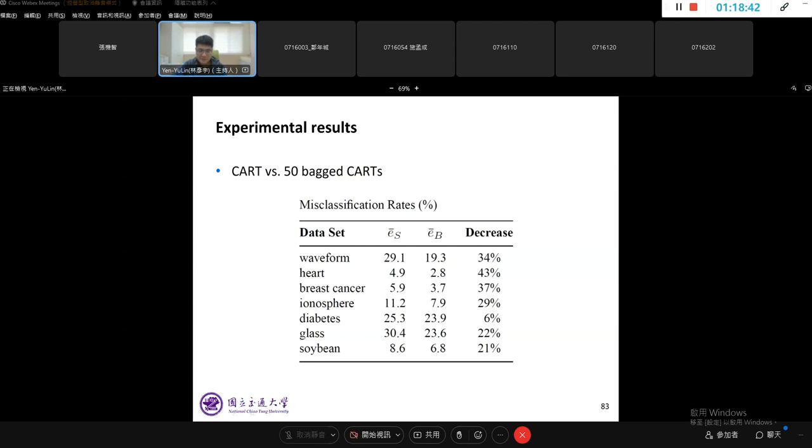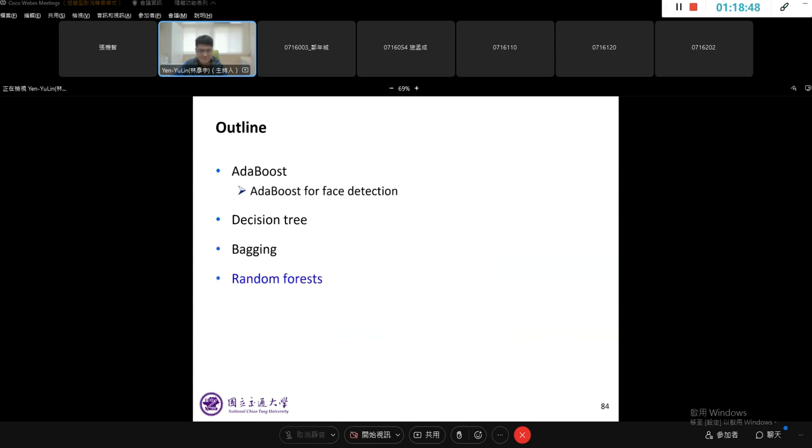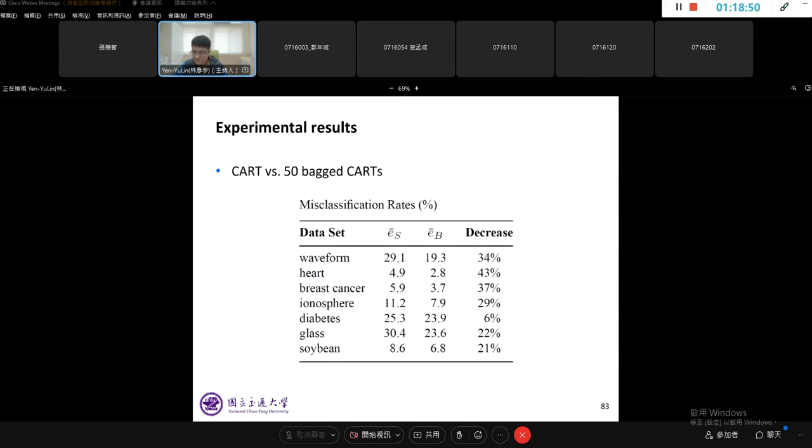This table illustrates the power of bagging. Actually, bagging is simple to implement. Do you have any question about bagging? Because the bagging algorithm is relatively simple, we have just finished talking about how to use bagging to combine multiple decision trees. Do you have any questions about bagging?